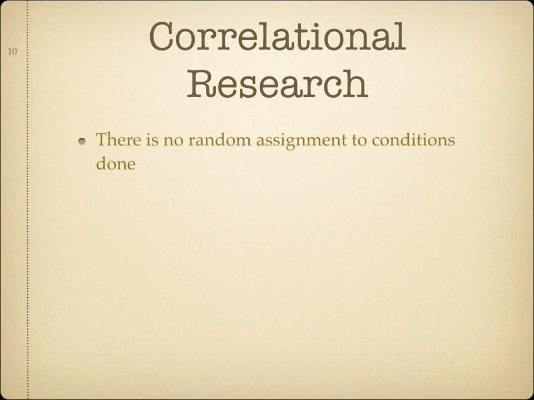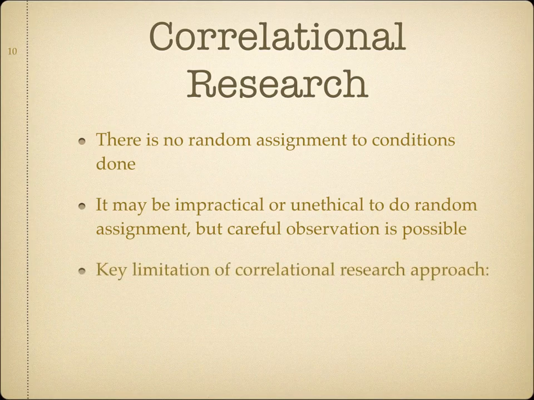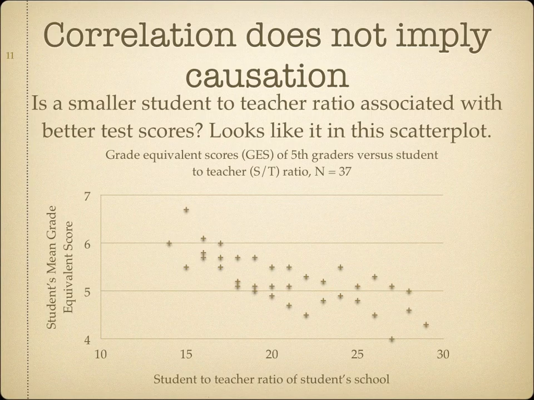Always remember, there's no random assignment to conditions done, and we have practicalities and ethical issues to deal with, so that we can't do random assignment, but we can possibly do careful observation. So the key limitation of the correlational research approach: causation cannot be inferred, even if a very strong correlation is found. For instance, is student-to-teacher ratio associated with better test scores?